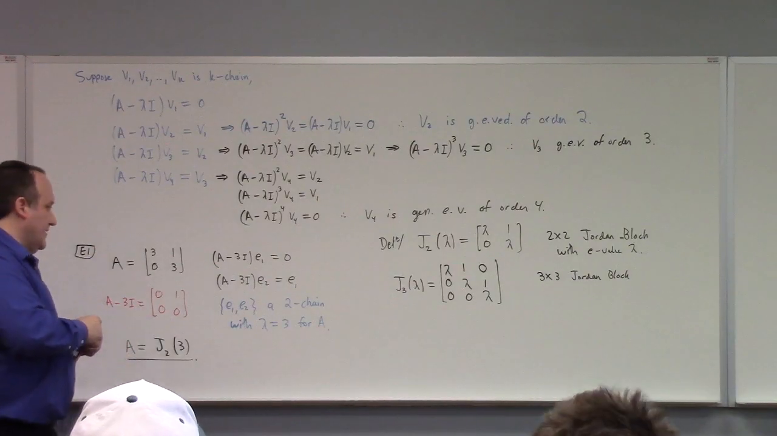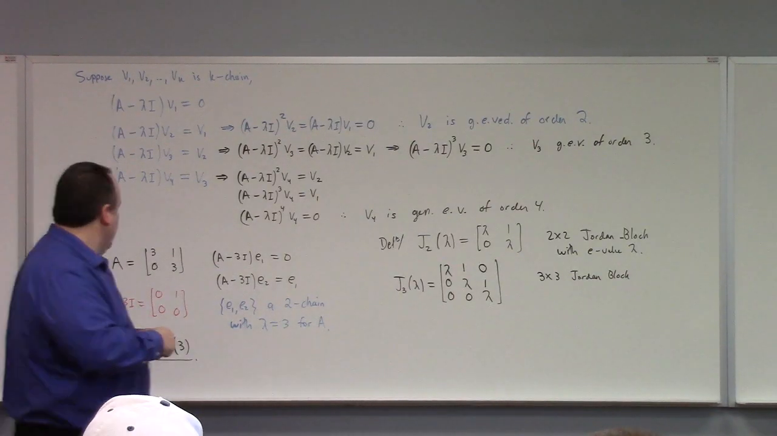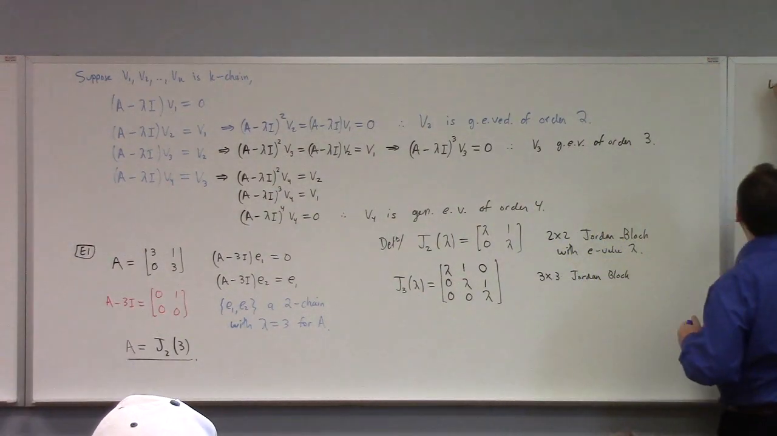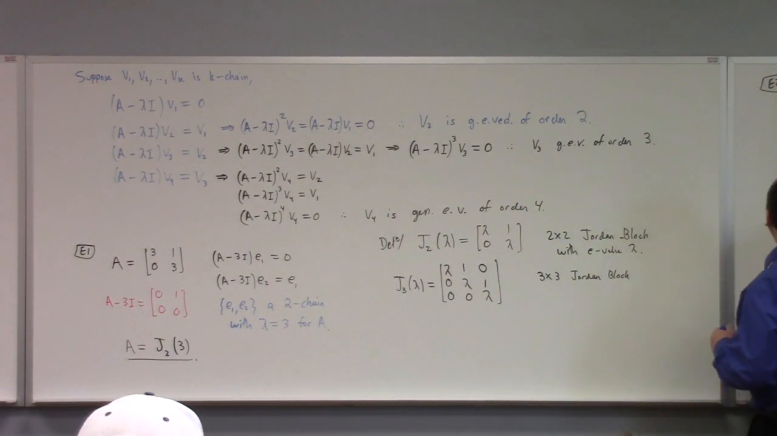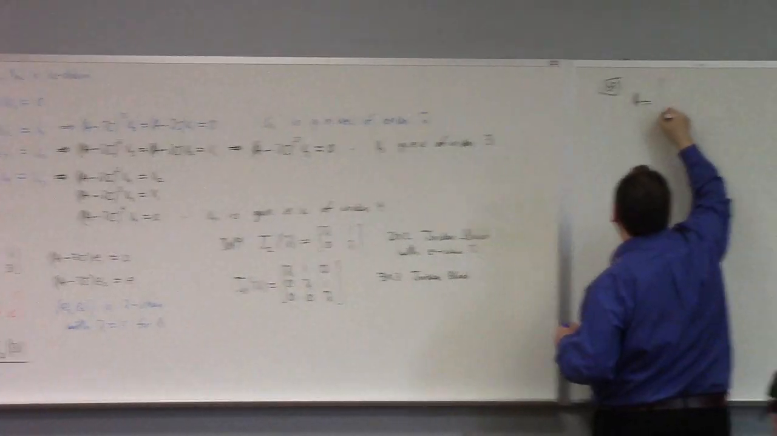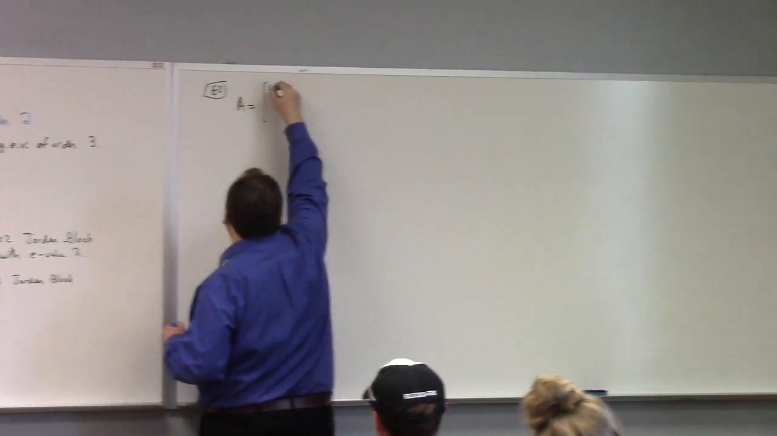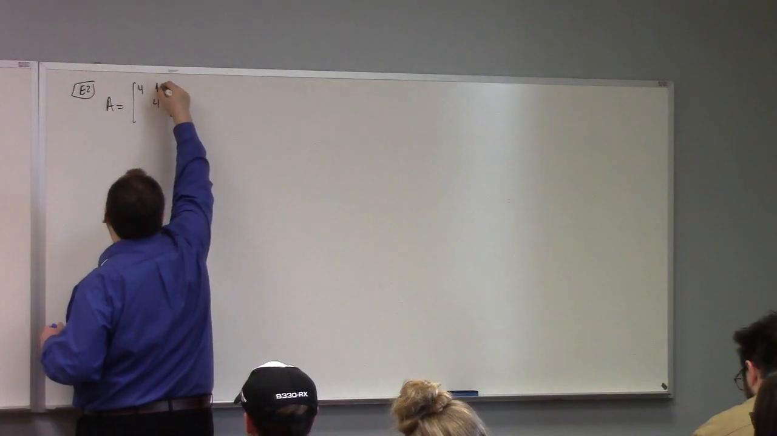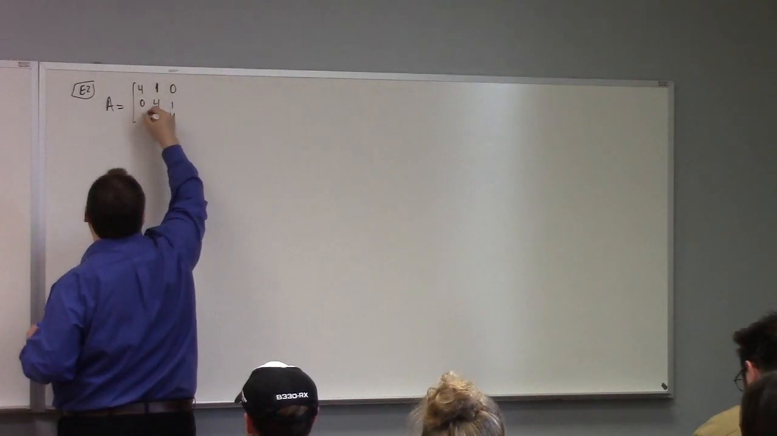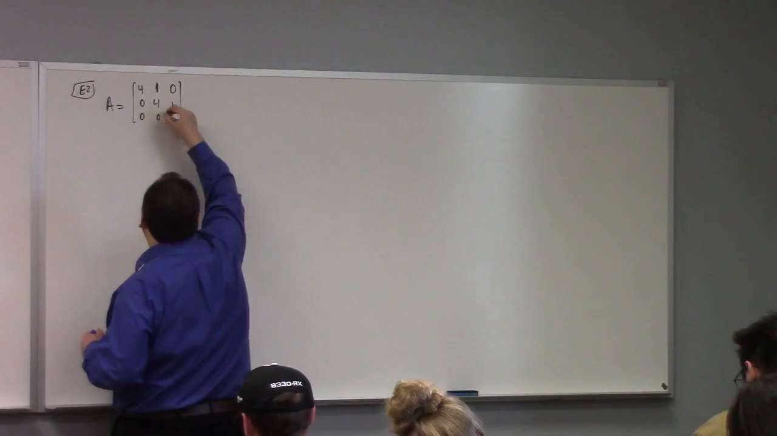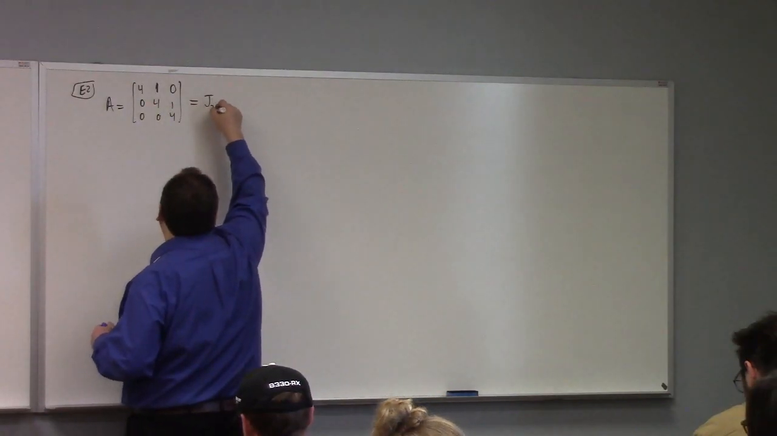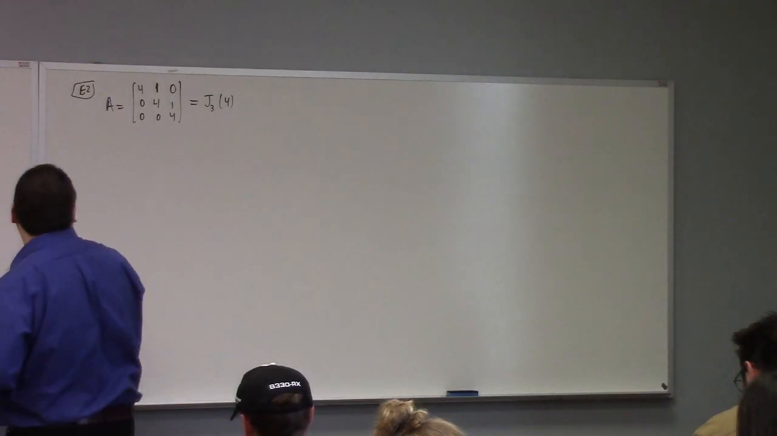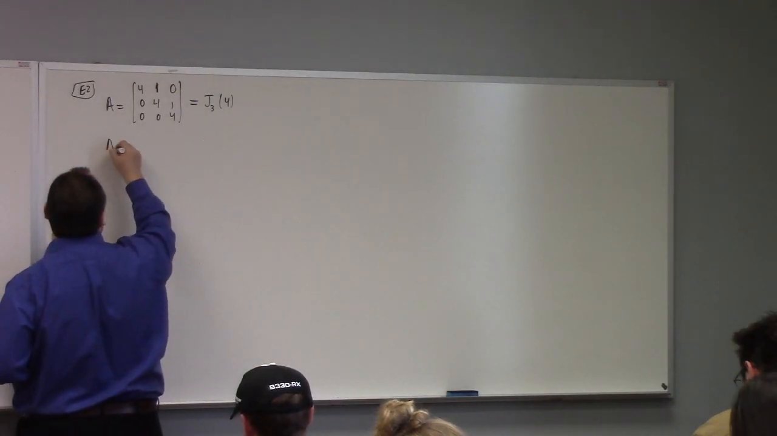So let's make it a little bit more specific. Example 2. If I have A equals 4, 4, 4, and 1s on the superdiagonal here, right? This is the 3 by 3 Jordan block with eigenvalue 4. What does this make A minus 4I?